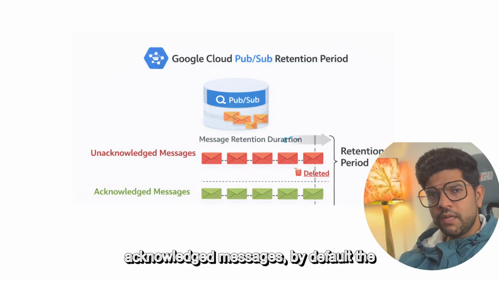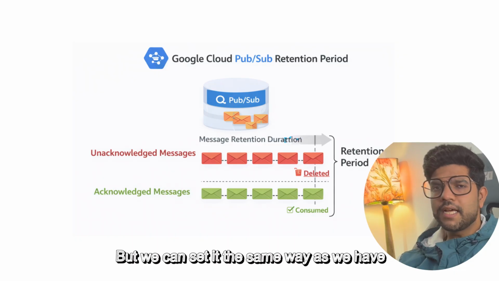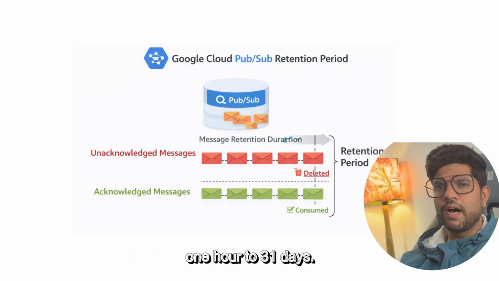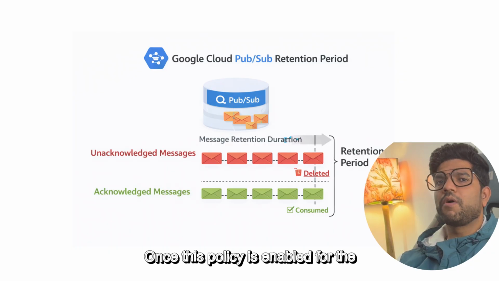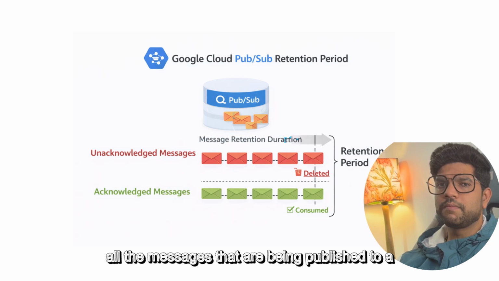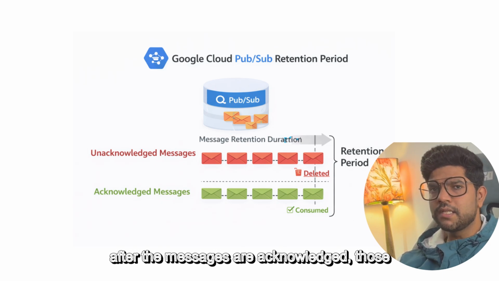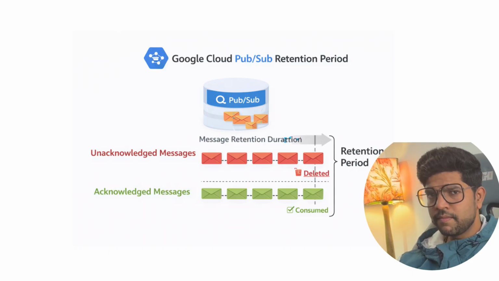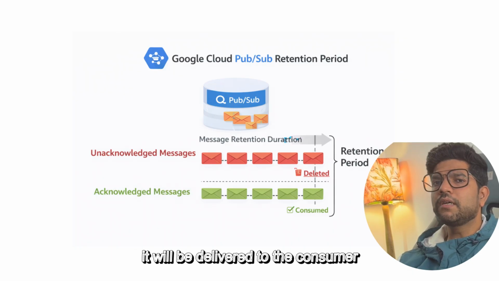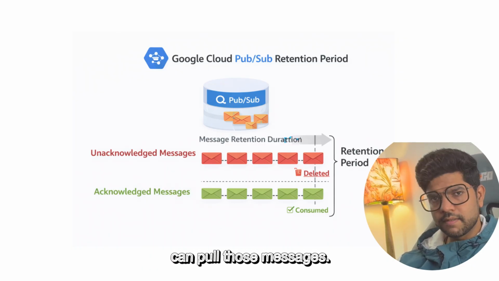However, for acknowledged messages, by default, the retention period is 0 days. But we can set it the same way as we have for unacknowledged messages. We can set it for 1 hour to 31 days. Once this policy is enabled for the acknowledged messages, all the messages that are being published to a topic go to the subscription queue, and even after the messages are acknowledged, those will remain within the subscription queue. However, based on the state of the message acknowledgement, it will be delivered to the consumer application. If it is unacknowledged, then only the consumer can pull those messages.